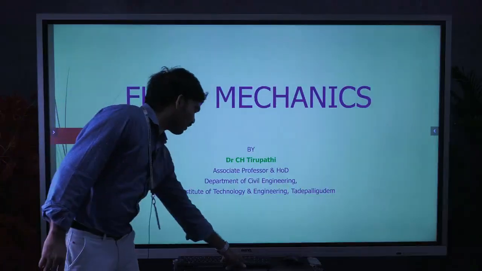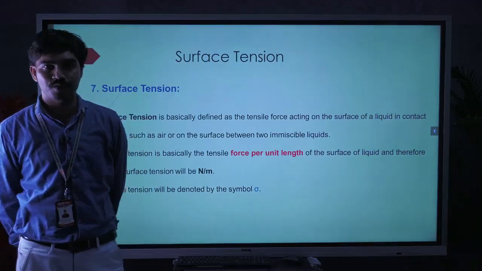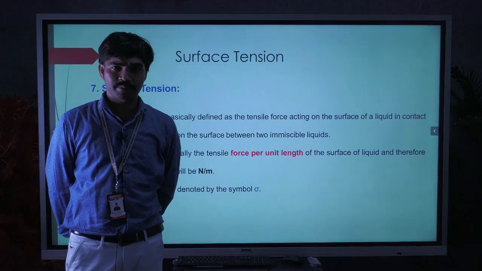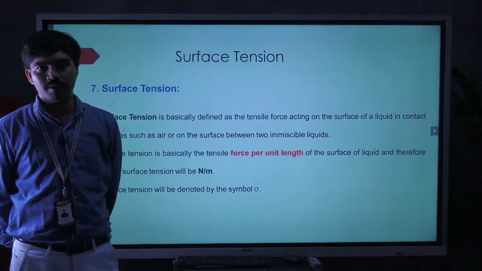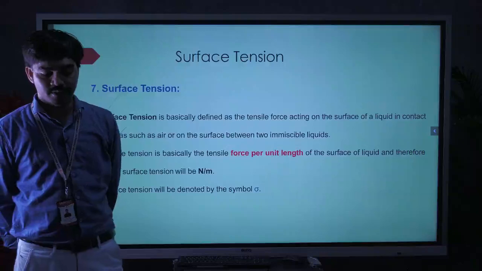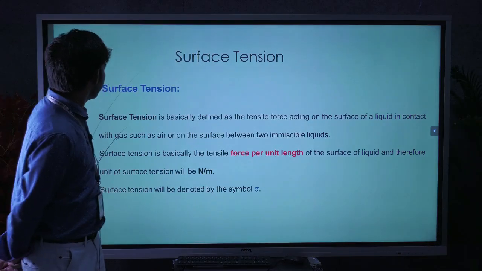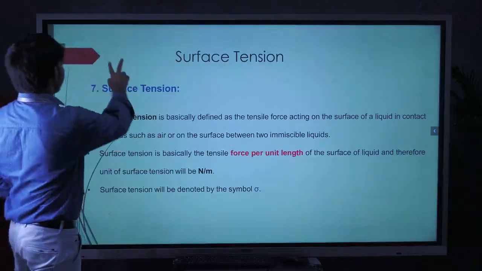In today's session, we are going to discuss surface tension. Till now we have discussed a few fluid properties like mass density, specific gravity, specific weight, specific volume, bulk modulus, compressibility, dynamic viscosity and kinematic viscosity. Today we are going to discuss the seventh property, called surface tension.